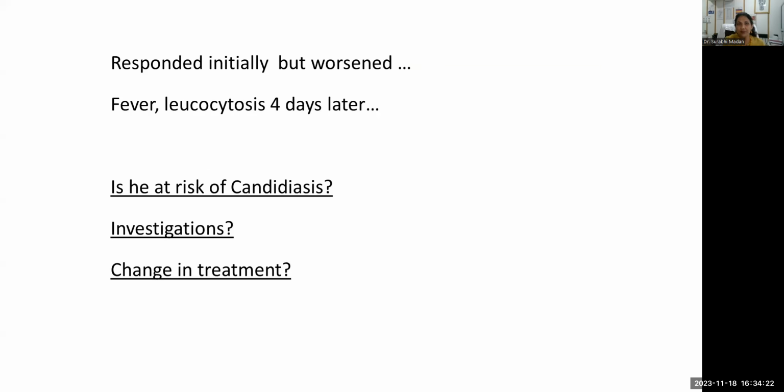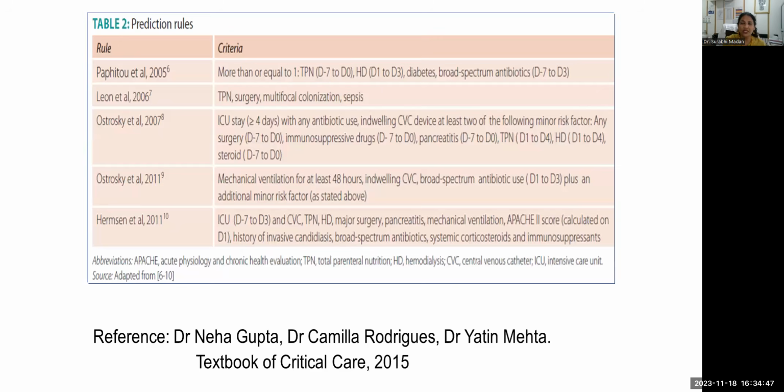So he started responding initially, but 4 days later, he worsened with new onset fever and leukocytosis. So the question here is whether this is a new infection in the hospital which has hit him. Should we think of Candida at this point? What investigation should we start? Should we start empirical antifungals? What treatment has to be changed here? So these are a few questions which are there in our mind, and we will focus mainly on the antifungals.